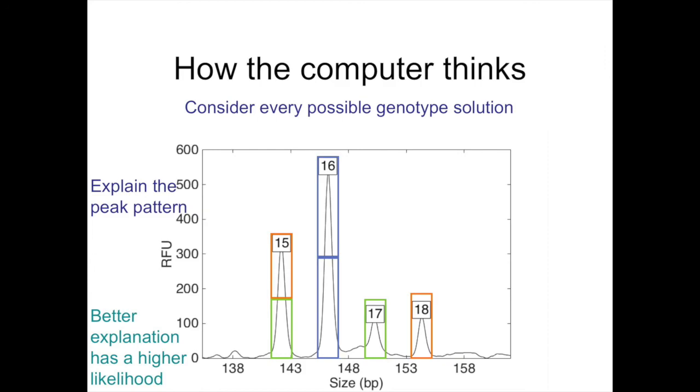Why is this a good pattern? If you look at the tops of the colored rectangles, you see that same medium, high, low, low pattern that's in the data. It's explaining the data quantitatively. The computer will also try out another 100,000 explanations, most of which are terrible and have very low probability.